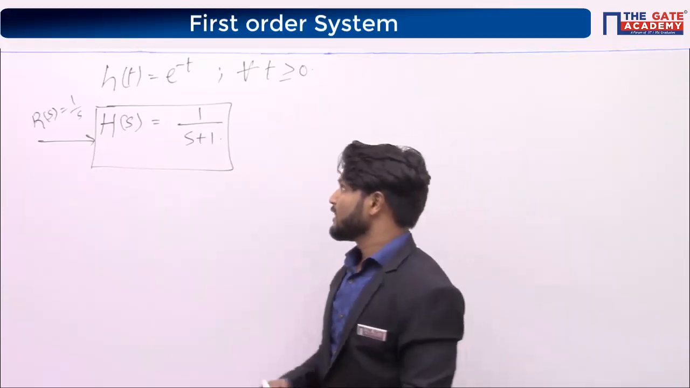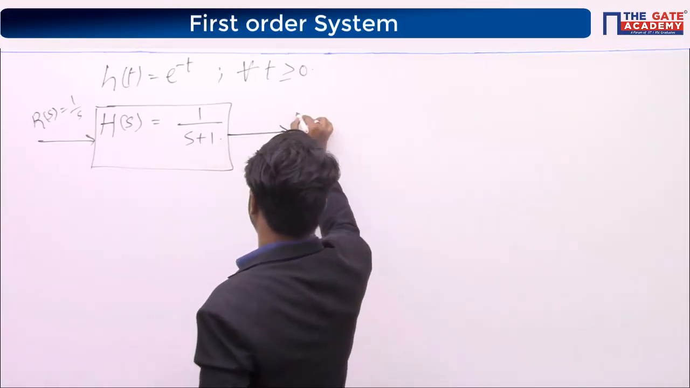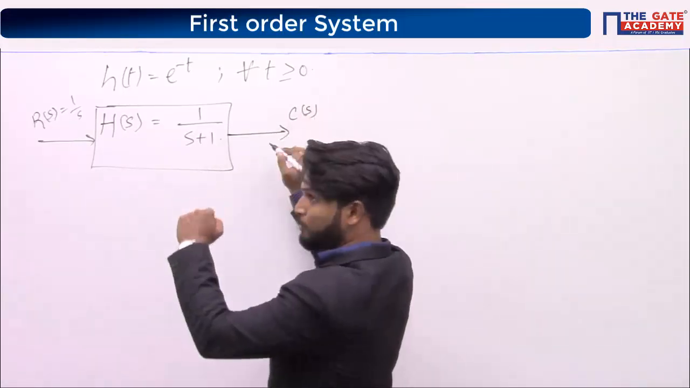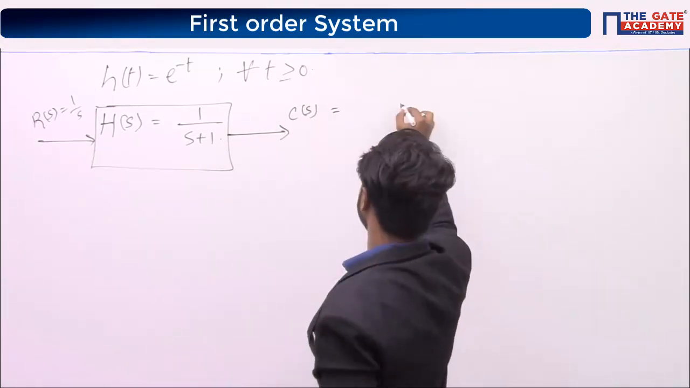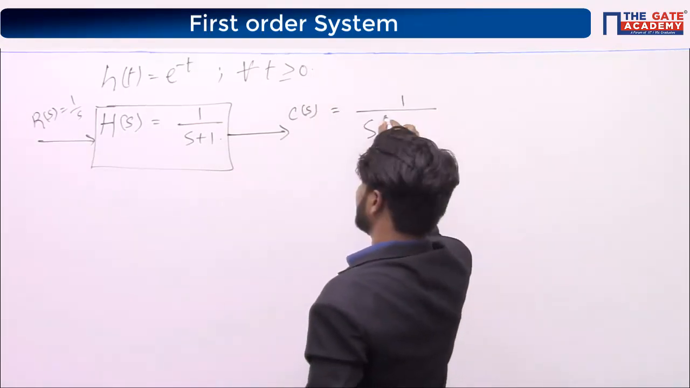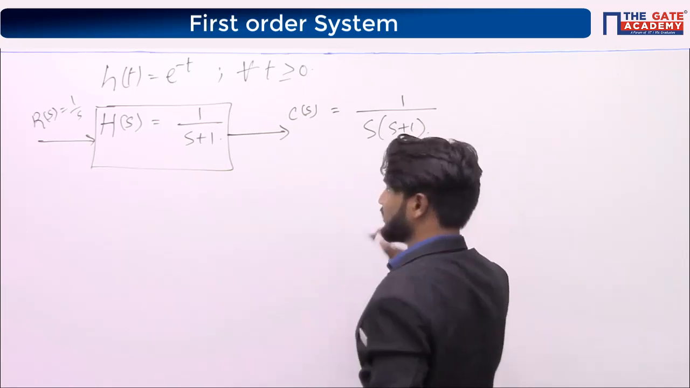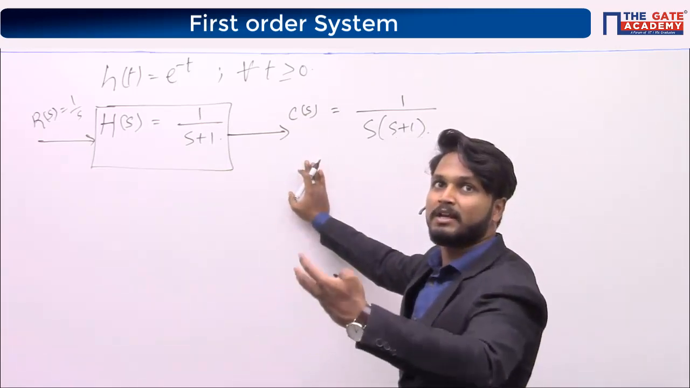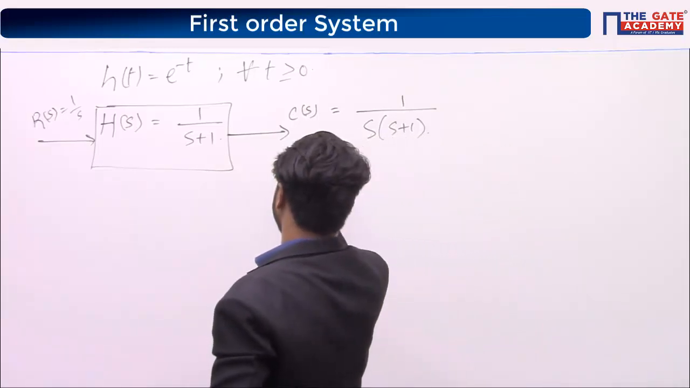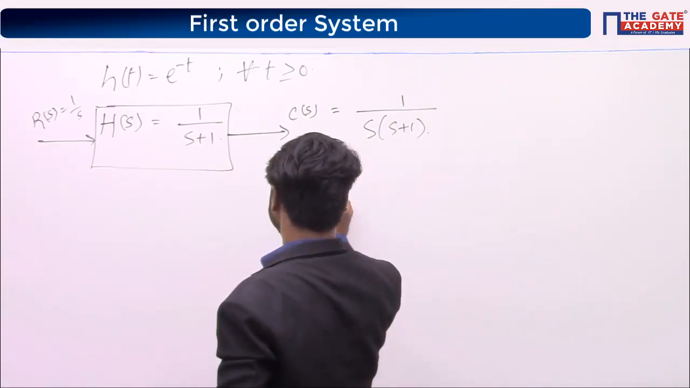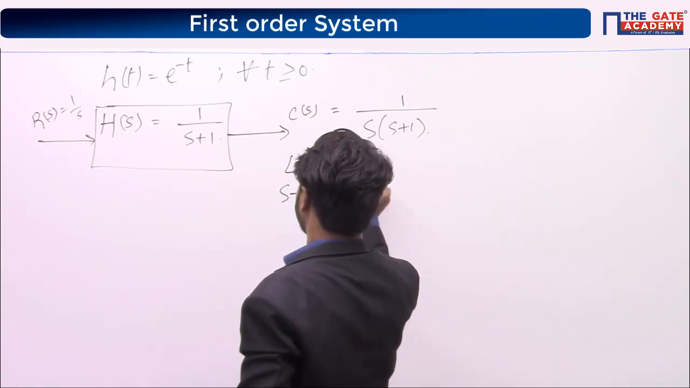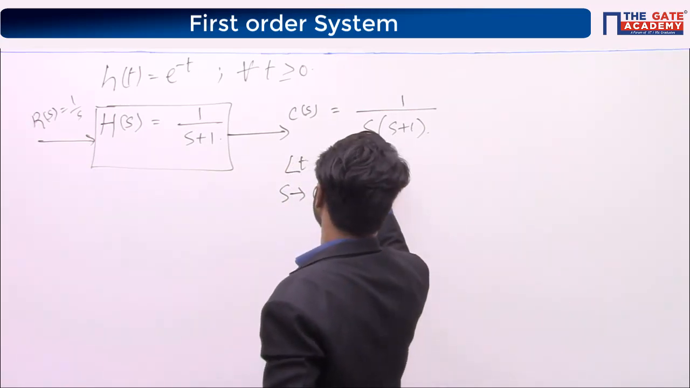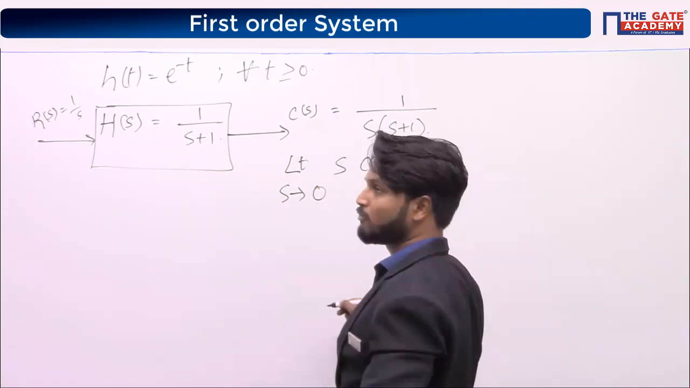So see here, if C of S is our output, then C of S is 1 divided by S into (S plus 1). This is C of S. So steady state value means final value. Final value means limit s approaching 0 of s into C of s. That is equal to what?